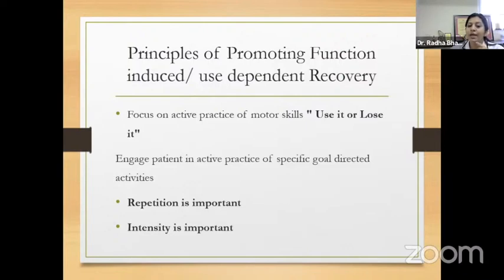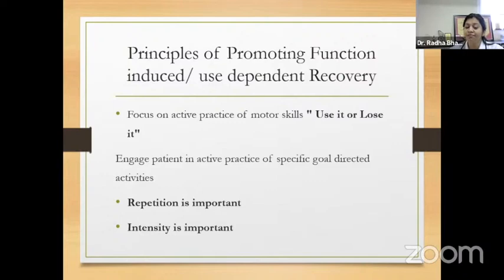Focus on active practice of motor skills. It is use it or lose it. These are your experience dependent neuroplasticity principles. If it is used, then it is taken care of. If it is not used, you will lose it. So there should be active practice of the motor skills.